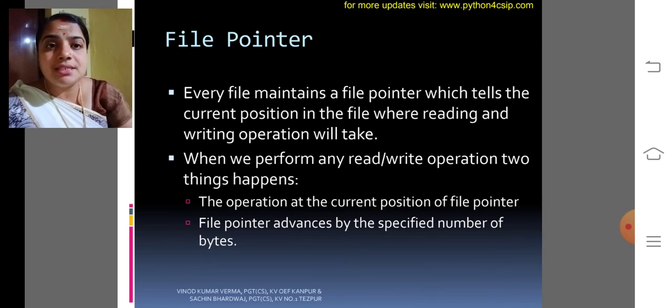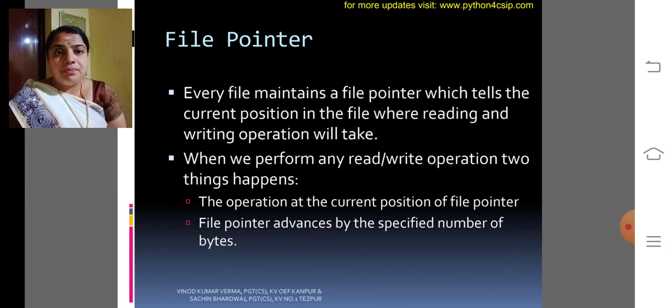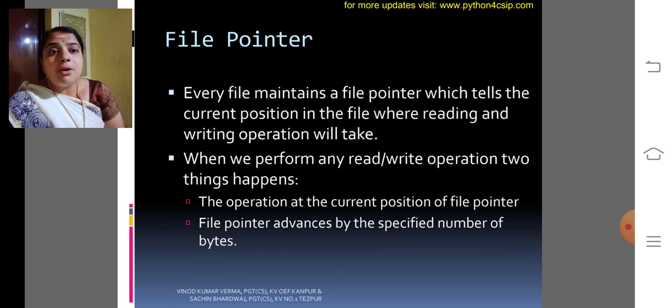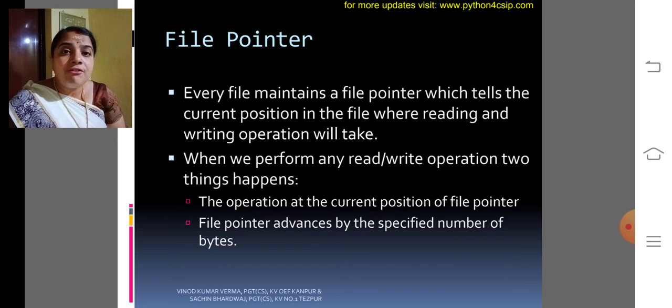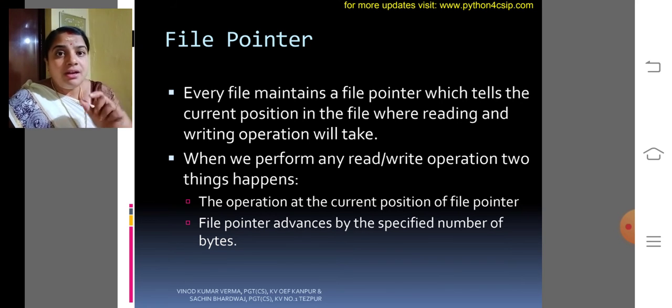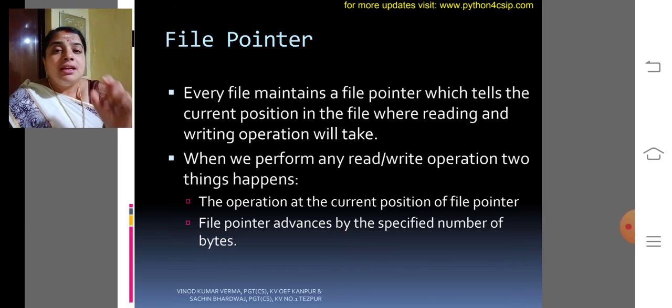Next we are going to discuss the file pointer. Every file maintains a file pointer, like a cursor which tells the current position in the file where reading and writing operations will take place. When we perform any read or write operation, the operation happens at the current position of the file pointer, and the pointer advances by the specified number of bytes. So if you use the read function, it will read the entire file content and the file pointer moves to the end.